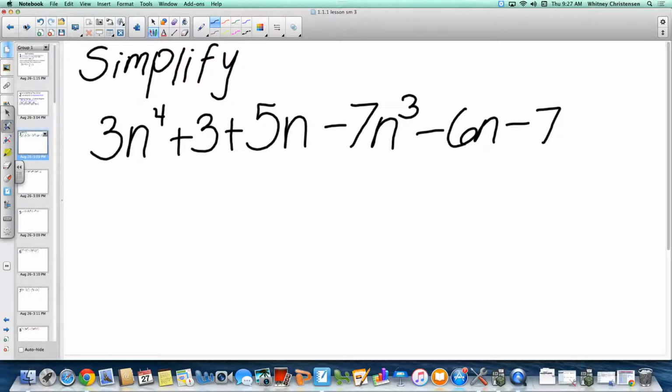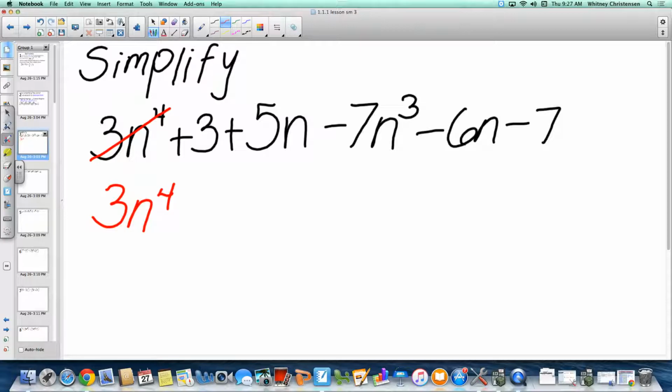So the first thing I like to do is start with my highest degree, my highest power. What's my highest power in this example? 4, n to the 4th. Okay, so I'm going to start with n to the 4th. I'm going to look through and see if there's any other n to the 4th that I can combine this with. So I have 3n to the 4th. Do I have any other 4th powers? No. So we still have 3n to the 4th. And I'm going to cross it out so we don't leave anything out.